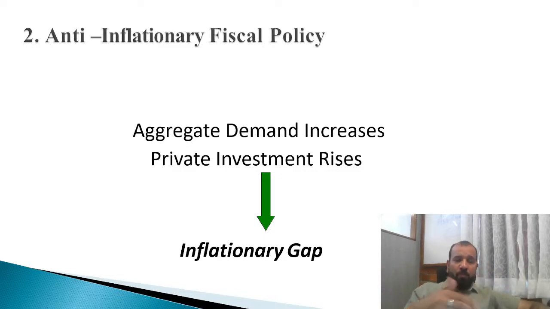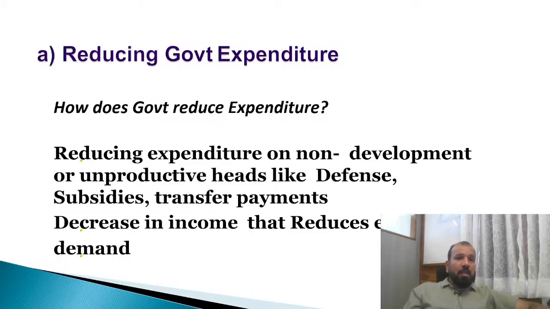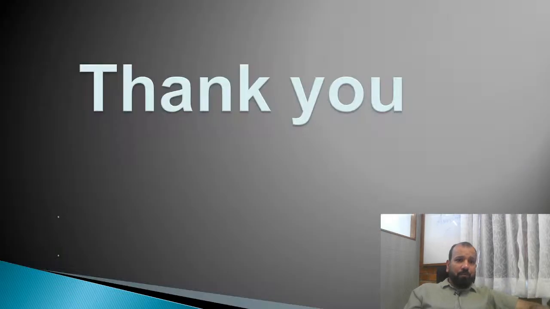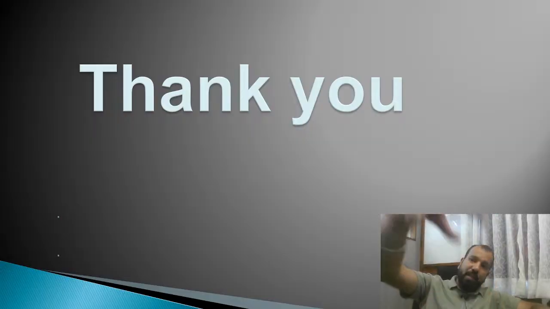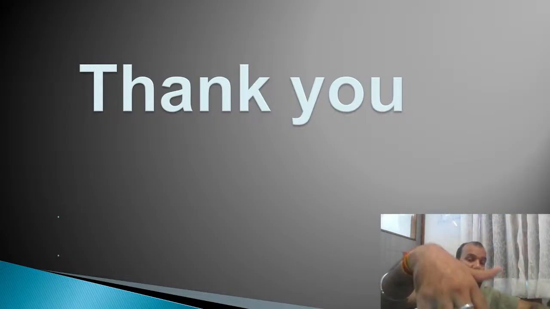Inflation, what you have to do? You have to reduce the government expenditure. You have to reduce the subsidies, and you can increase more indirect taxes. You can increase more direct taxes also. So this is all about the basis of fiscal policies. This is not important. You just need to understand what you have to do in terms of inflation, what you have to do in terms of deflation, and what are the instruments of fiscal policy.